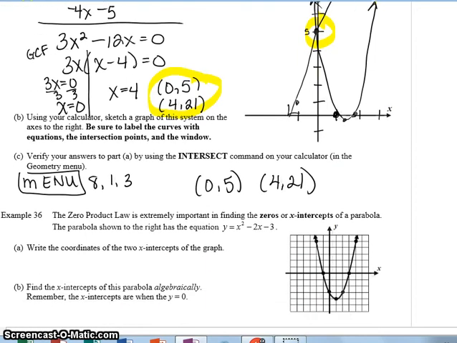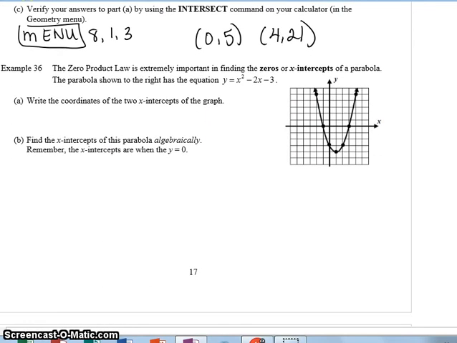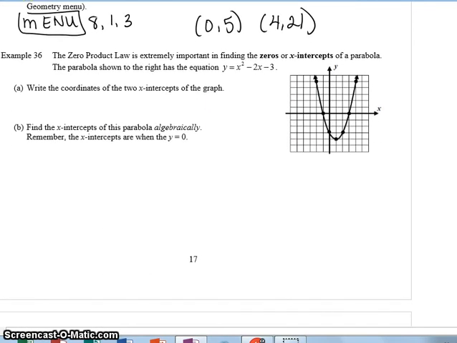Example 36. The zero product law is extremely important in finding zeros, the x-intercepts of a parabola. Guys, these are also known as the roots or the solutions. The parabola shown to the right has the equation given. Write the coordinates of the two x-intercepts. Remember, x-intercepts are your roots where it crosses over, where y is equal to 0. So I'm at (-1, 0) and I'm at (3, 0).